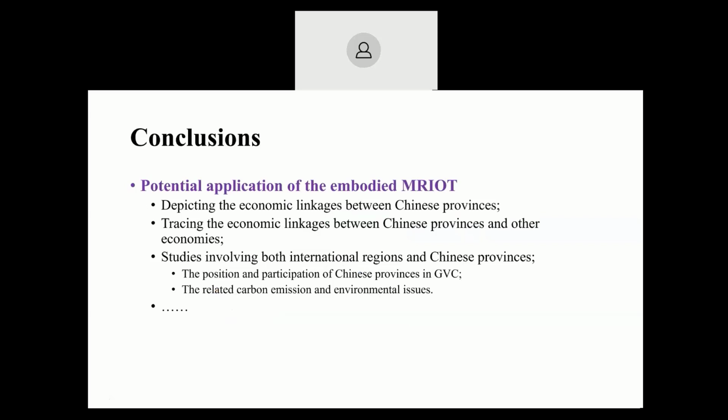And in the future, we would also like to try to expand the years as well as the regions. This table could be used in many research fields, for example, the value-added research I just showed. We could also use it to relate carbon emissions and environmental issues.